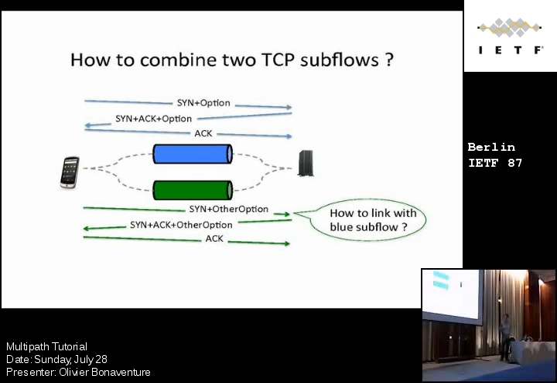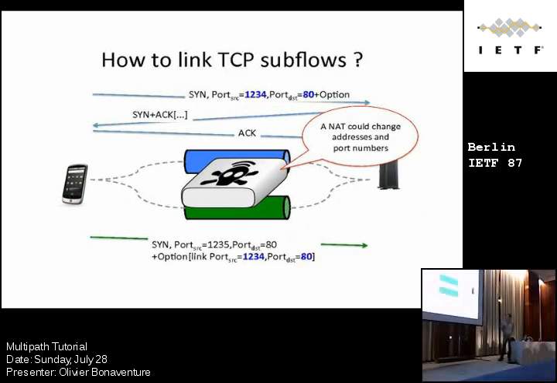Let's try to see what we could do. First solution is that we know that a TCP connection is always identified by IP source, IP destination, source port, and destination port. So what I could do is that I open the multipath TCP connection.